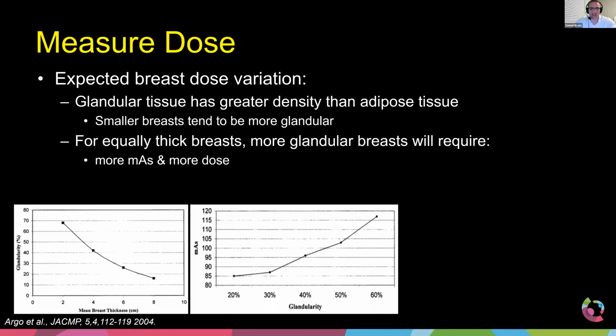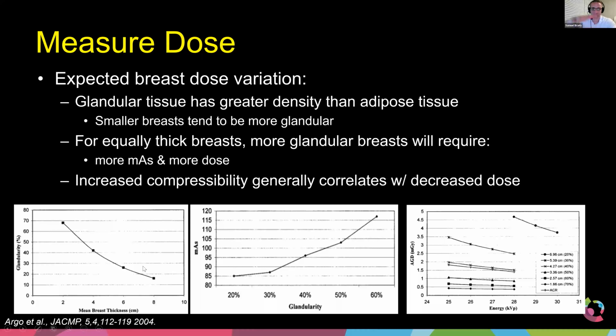We know for an equally thick breast, let's say 4.2 versus 4.2 centimeters, if one of those has a higher level of glandularity, say 30, 40, 50, 60%, the system will need to use more mA or mAs to penetrate the breast to create the image. And that is because glandular tissue is more attenuating than fat. That's why it looks white on the image compared to the fat, which is darker black or gray.